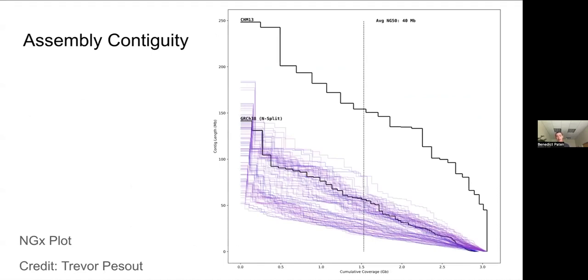I won't go into this other than this is becoming a little historical at this point. It's worth saying that the contiguity of the assemblies was very, very good, but not yet at the level of complete telomere-to-telomere chromosomes. So this is an NGx plot, which is essentially a measure of contiguity. This midline represents the N50 point. CHM13 is plotted here to show you the theoretical maximum for a human genome, and the contigs of GRCh38 are shown here as this black line, and all of the purple lines are essentially one of our assemblies. And you can see that the assemblies that we produced had contiguities in the tens of megabases. I think the average was about 40 megabases, which means that half of the assembled bases were in contigs that were at least 40 million bases in length or longer.